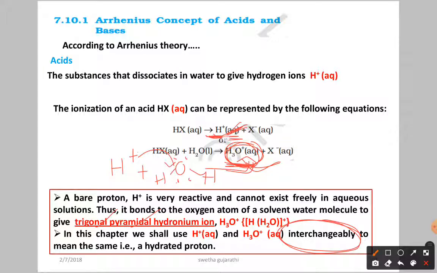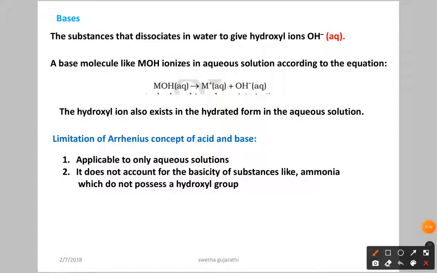Aqueous solution means that whatever compound is there, you dissolve it in water; that is called aqueous solution. Now let us discuss bases. How can you define bases according to Arrhenius? A substance that dissociates in water to give hydroxide ions, OH minus ions, is a base according to Arrhenius.